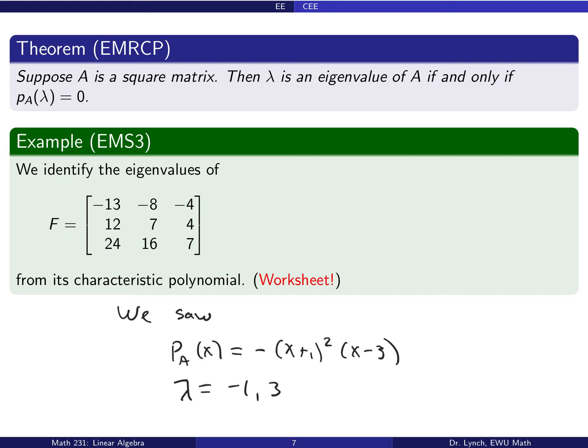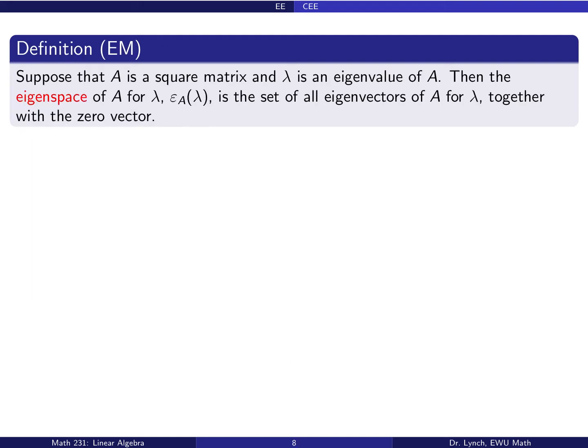Okay, so we saw that solving for eigenvalues involves solving a homogeneous system. That might remind you a little bit of a subspace. Here's a definition. Suppose that A is a square matrix and lambda is an eigenvalue. Then, by definition, the set of all eigenvectors for lambda together with the 0 vector is called the eigenspace for A. And here's our notation. We write this as epsilon sub A of lambda.